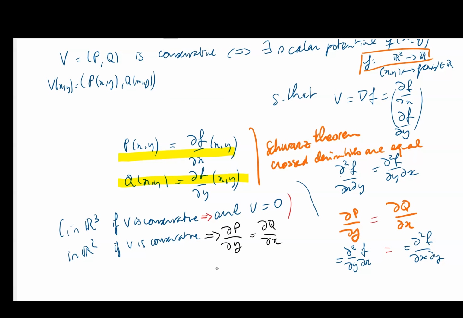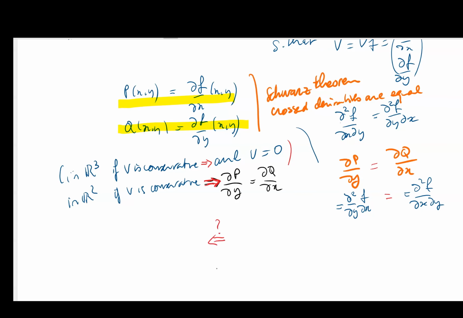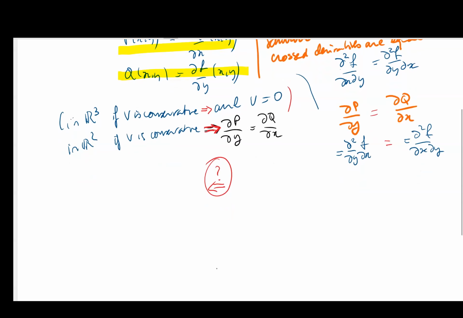But again, this is only a one-way implication. What we would like to know is what's happening with the other implication. Do we have that if those derivatives are equal, then V is conservative? That's the question we want to answer now. For the moment, we have no way to say whether this is true or not. Actually I can break it to you. That's a theorem called Poincaré theorem.